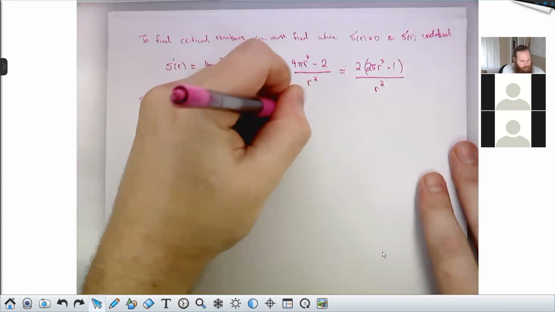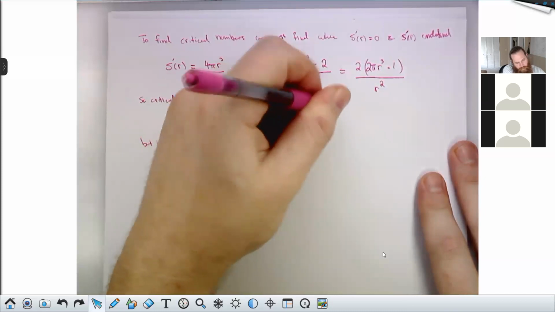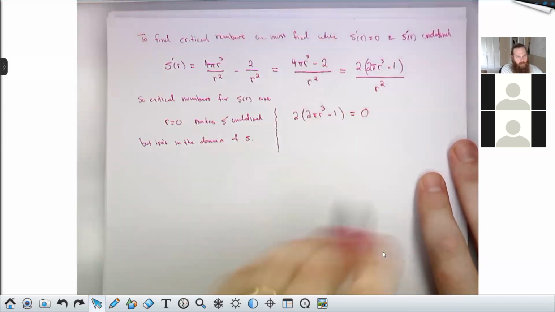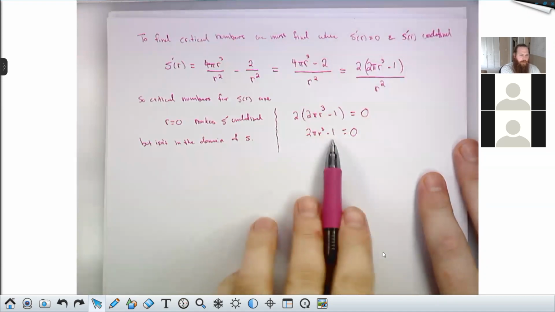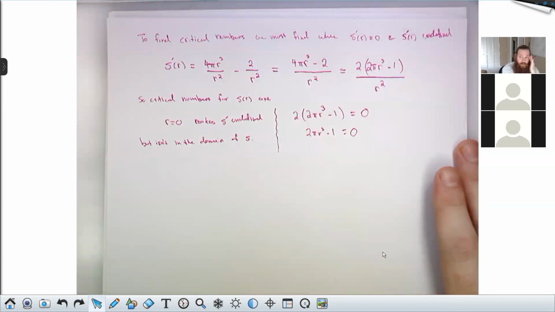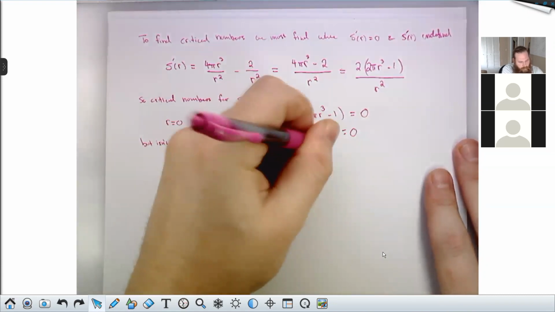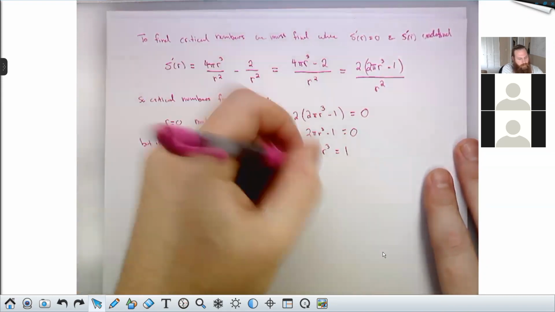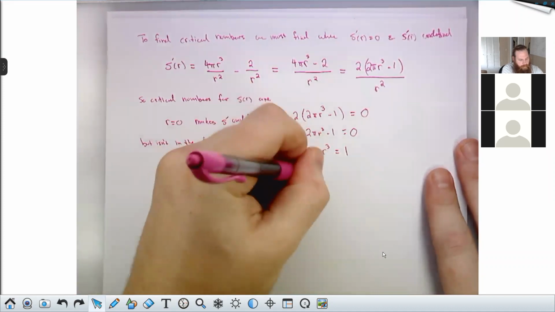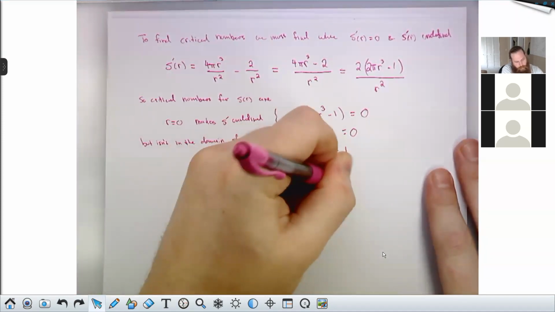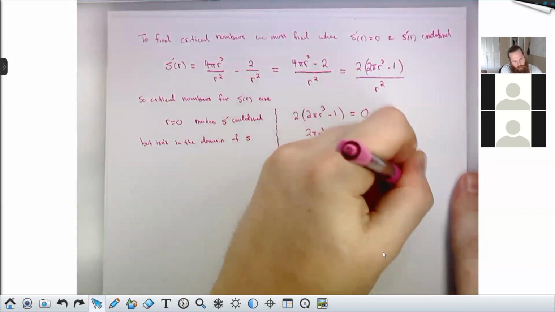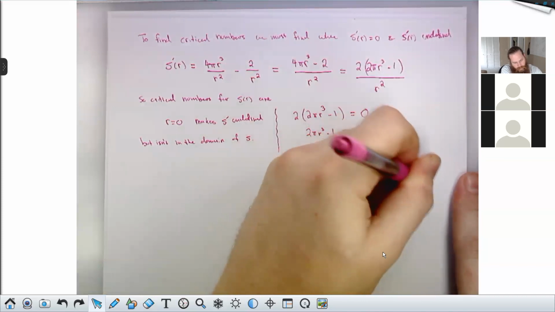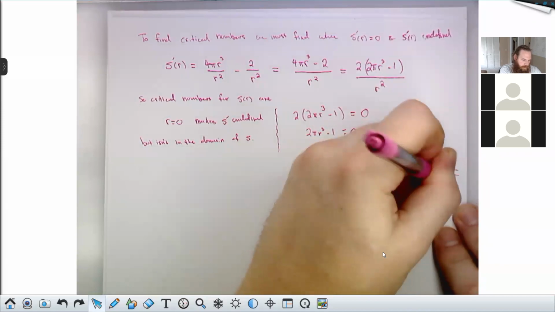And then setting the top to 0, we can divide both sides by 2. And then we could try to find a way to factor this. That's an option. It could be factored as a difference of cubes, but since I'm only interested in the real solutions, I might as well do it the college algebra way. Let's add 1 to both sides, then divide both sides by 2 pi. So we get r cubed equals 1 over 2 pi. And then we'll take cube roots on both sides. So r is the cube root of 1 over 2 pi, or just 1 over the cube root of 2 pi.